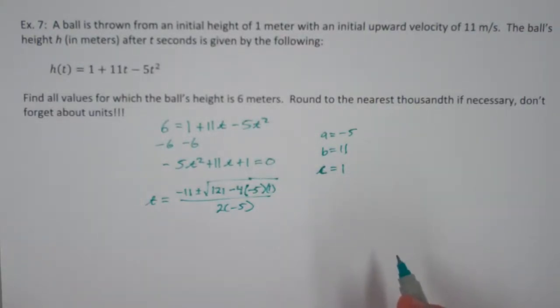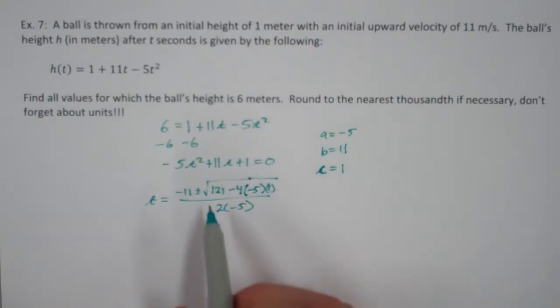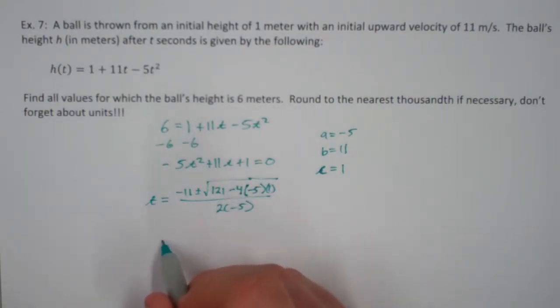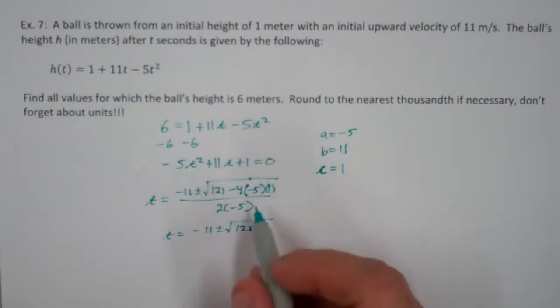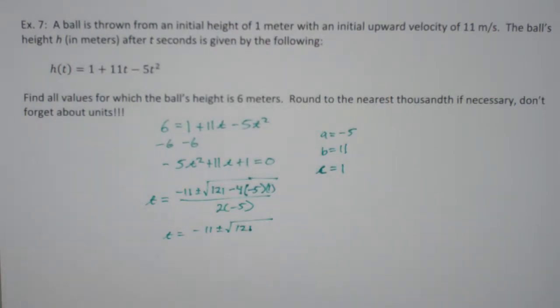Now you actually can type this straight up into your calculator, and you could go from there. I am going to simplify this a little bit first and then type it in. So at either step you could do that. So we've got 121, and that's going to be plus, let's see here.